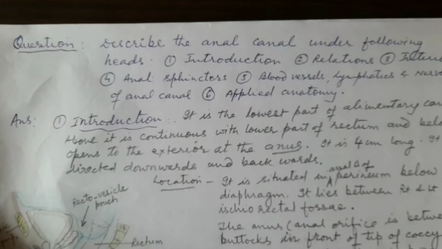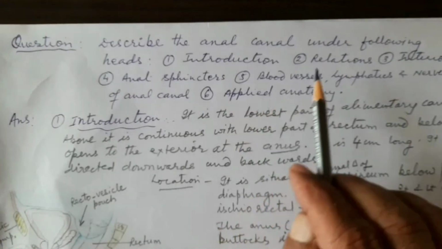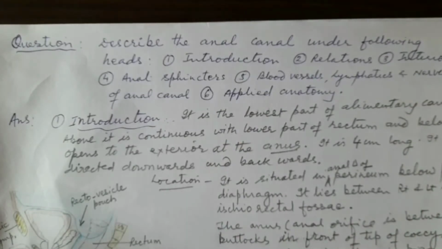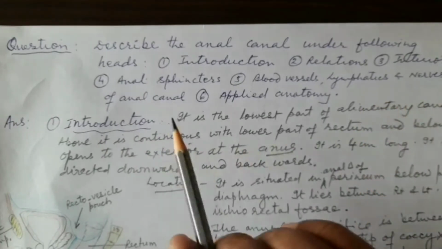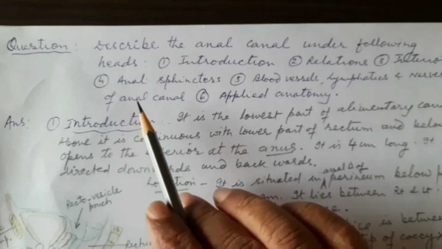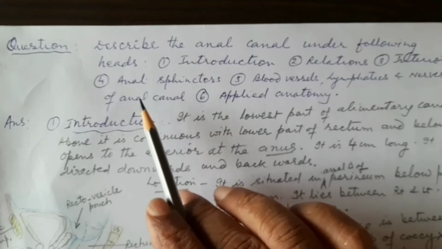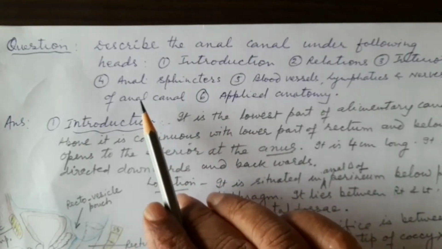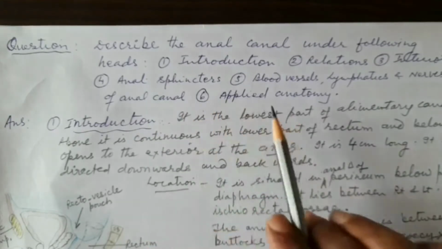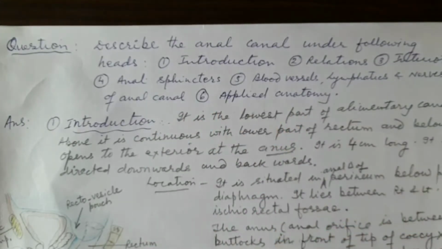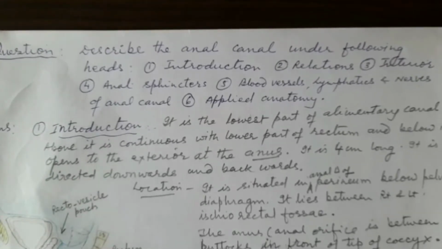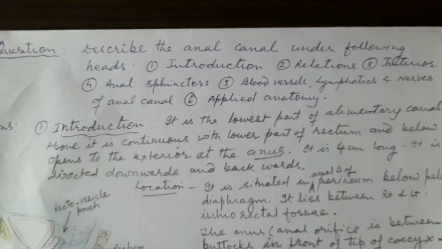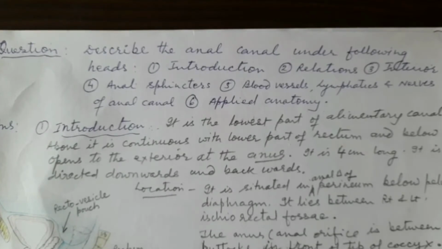Students, now this question is: describe the anal canal under the following heads. Introduction of the anal canal, its relations, then its interior structure as seen from inside. Then what are the anal sphincters, blood vessels, lymphatics, nerves of the anal canal, and lastly the applied anatomy. Now this is a very important question because a lot of applied anatomy is attached to this anal canal. So we will learn it in detail.